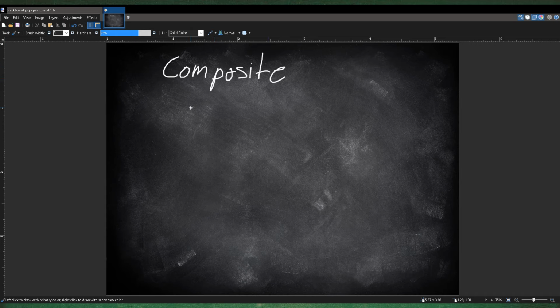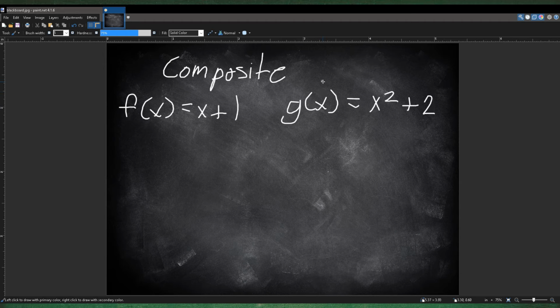So what is a composite function? A composite function is basically putting one equation in another. Let's say you have the equation f of x is equal to x plus 1, and you have another equation called g of x, which is equal to, like, x squared plus 2, right? A composite function would be f of g. They usually use a circle, but what it really means is just that g of x is inside f of x, basically.